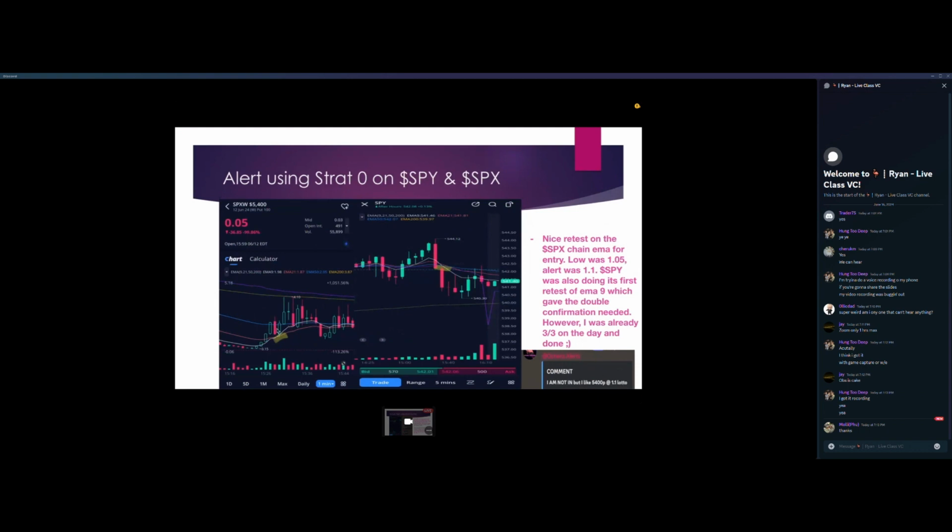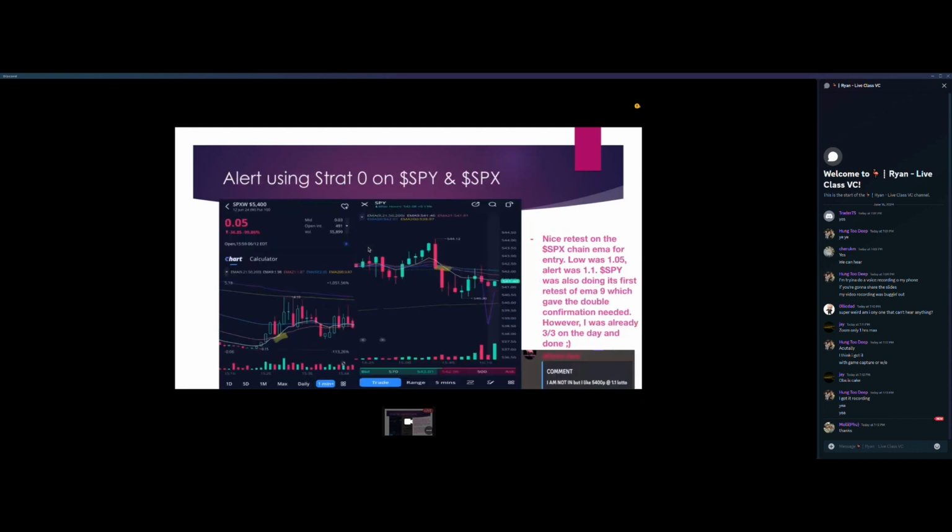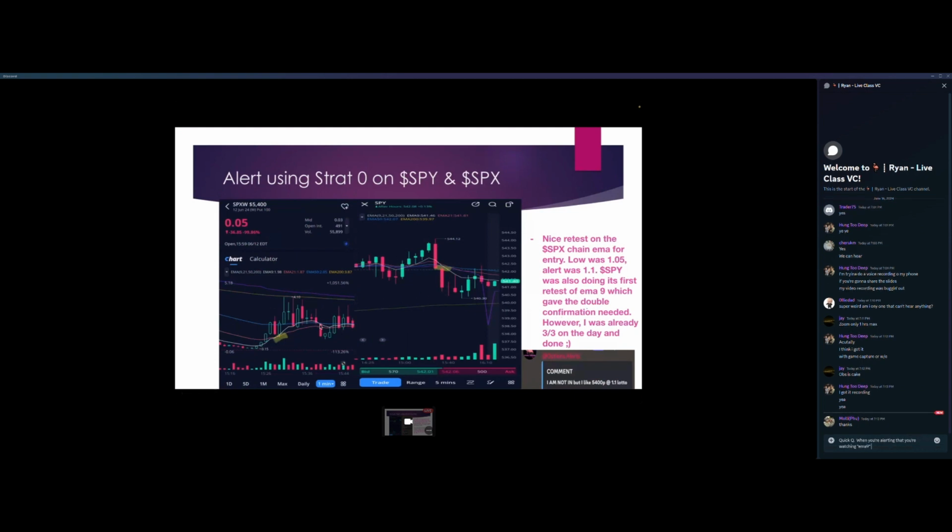So this is why I would have entered if I didn't do the trade. I guess I was done for the day after this one because I had a 100% lotto. So I mean, can't get lucky twice, right? But we did. So 1.1, the low is 1.05. And SPY was also doing its first retest at EMA 9, which gave the double confirmation needed. Remember, we need 2 confirmations. SPY EMA, SPX EMA. Strat 0, both Strat 0.